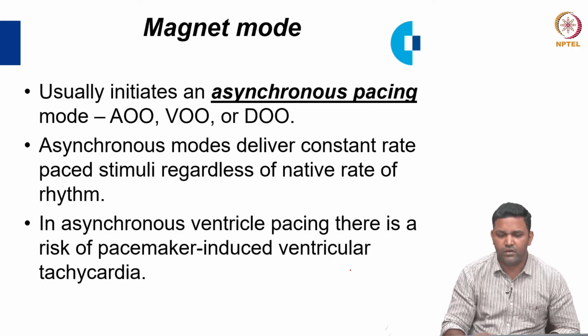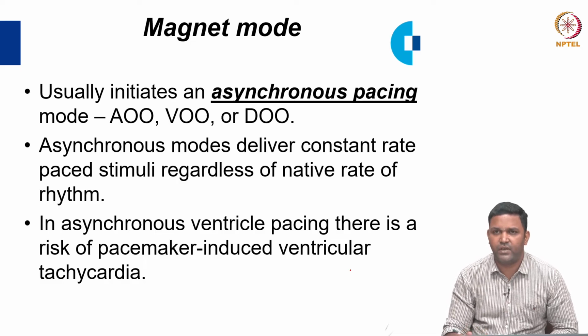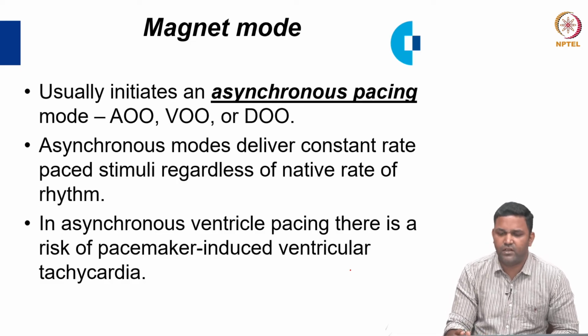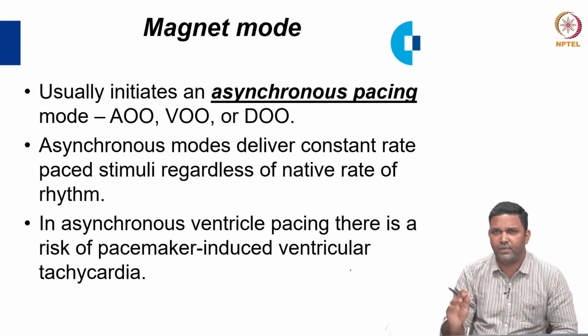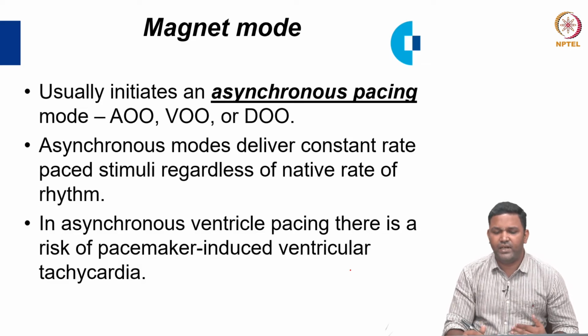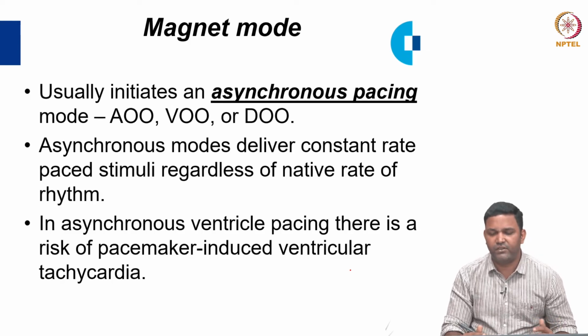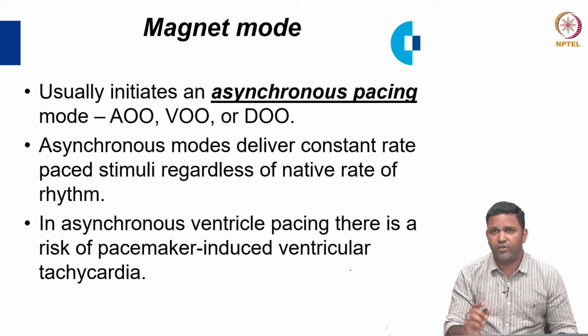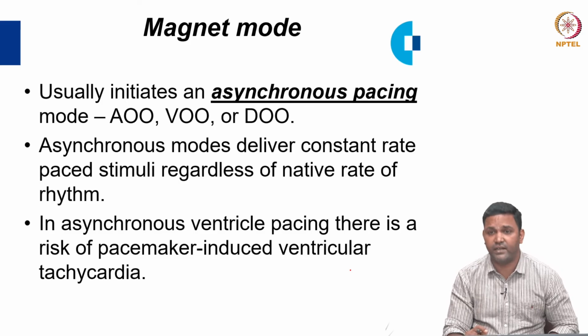So, what is a magnet mode? Magnet mode usually initiates asynchronous pacing. The pacemaker the patient is on will become either an AOO, VOO, or DOO pacemaker. For magnet mode, we just take a magnet and place it over the pacemaker, and we take an ECG. The pacemaker will deliver constant pacing stimuli regardless of the native rhythm. It will not sense, it will just pace. If asynchronous ventricular pacing is used, we have to do it only in the hospital, and it has to be monitored because there is always a risk of pacemaker induced ventricular tachycardia.